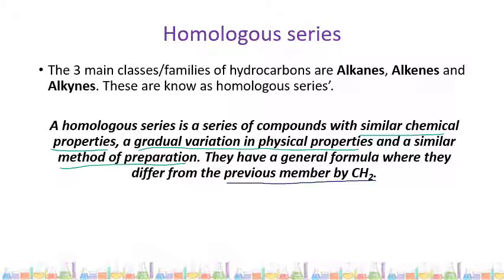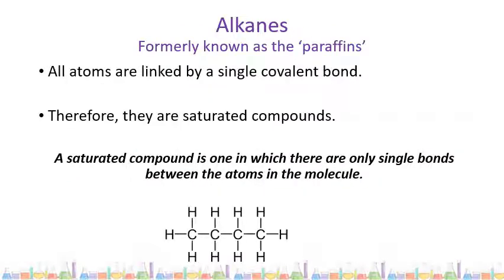So that's your homologous series. It's a series of compounds with similar properties, basically, if you wanted to make it very simple. But if you were asked to give a definition for this, you would need all of that information underlined there. The first homologous series that we're going to look at is alkanes. These were formerly known as paraffins.